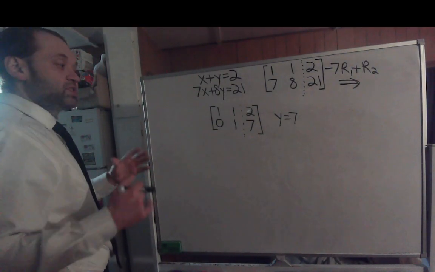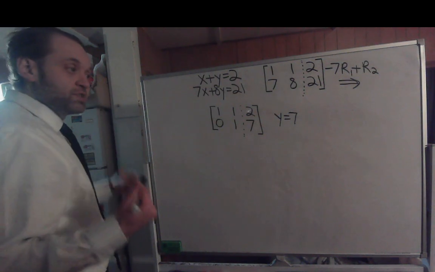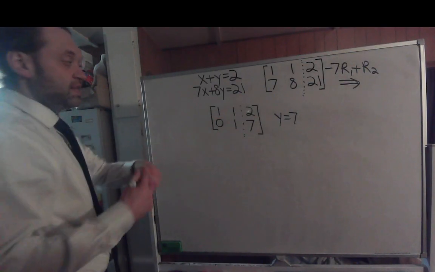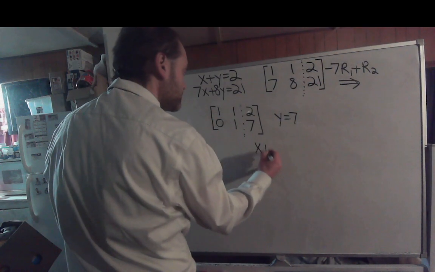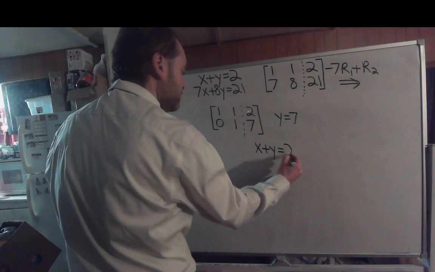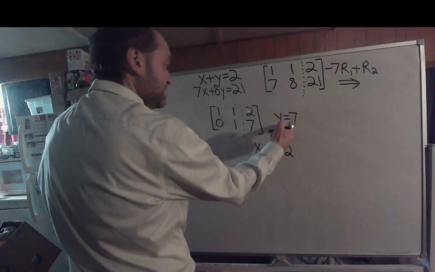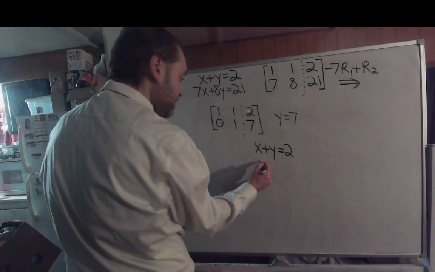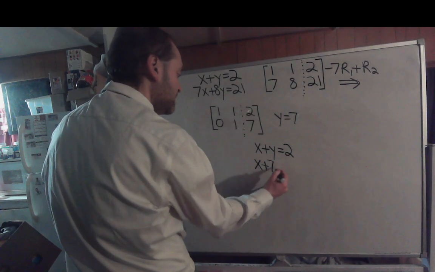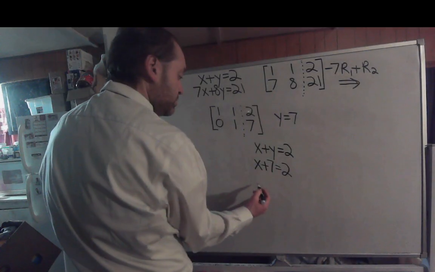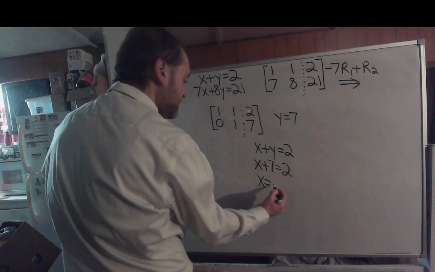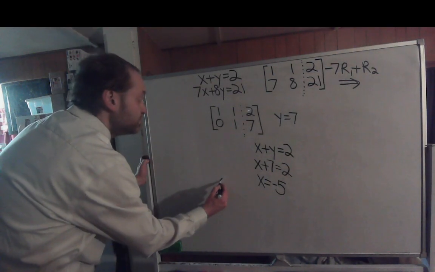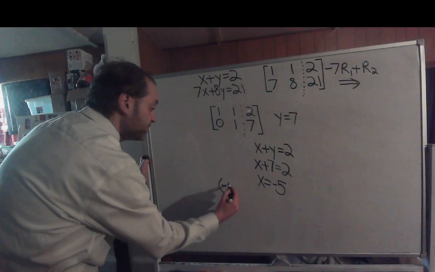Since y equals 7, now we can use back substitution and put it into the first row. So this here is saying that literally x plus y equals 2. Take that 7 as the value of the y variable and put that in here. You'll get x plus 7 equals 2, which would give you x equals -5. So the ordered pair that's going to be your solution would be -5, 7.